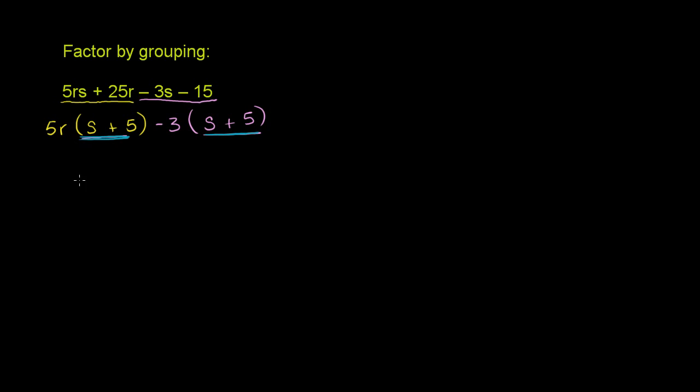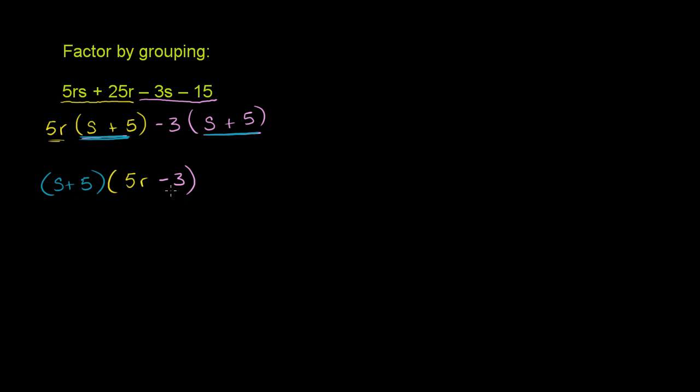So this whole thing can be rewritten as s plus 5 times what? Times 5r, right? If you take 5r times s plus 5 and you factor out the s plus 5, you're just left with the 5r. And then similarly, if you take -3 times s plus 5 and you factor out the s plus 5, or divide by s plus 5, you just have a -3, just like that. And then we're done. We've factored this expression by grouping. It's s plus 5 times 5r minus 3.